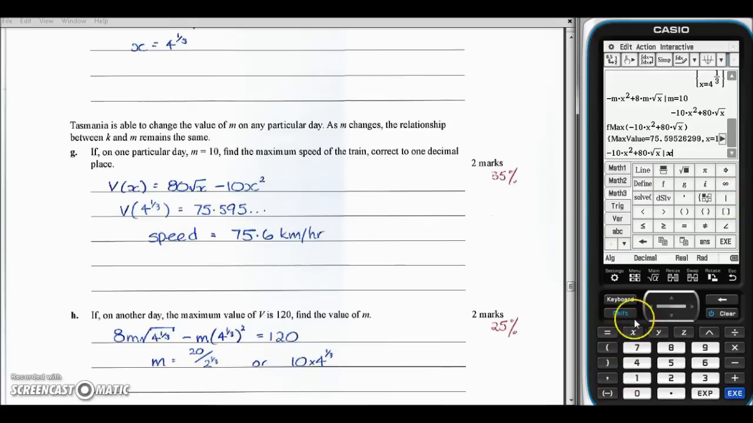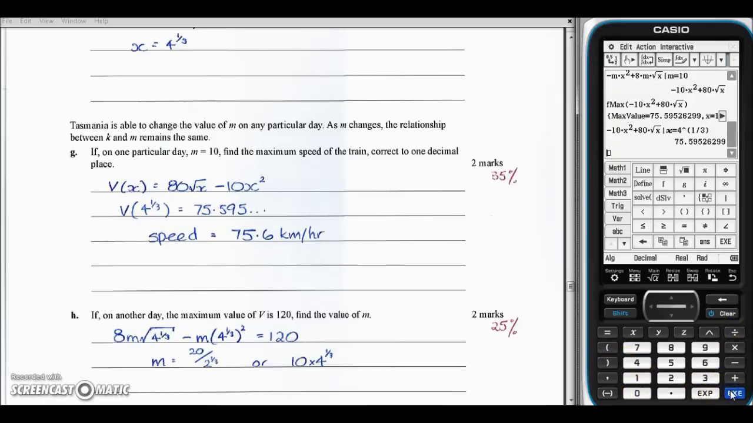So, 2 ways to do this question. You could argue that one is a little bit quicker. What I'm doing right now is probably a little bit quicker. And that'll give me the same thing.